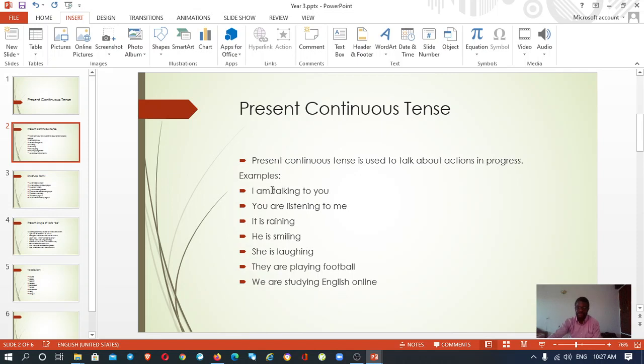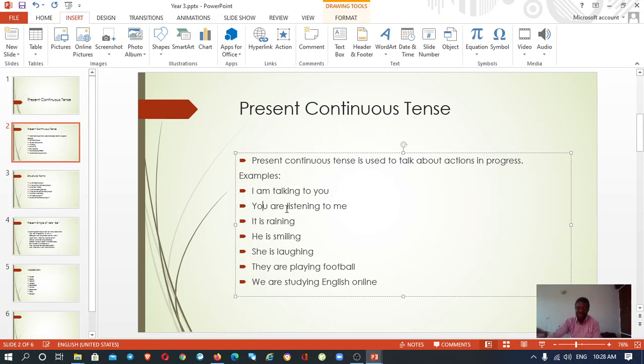So these are the basic things. Many a time students forget to put the auxiliary form for the pronoun that they are using. So here you have I am talking to you. Here, because you have "you," our auxiliary is going to be are. You are listening to me. Listen is the verb with ing to show present continuous, and are is the verb be form, the auxiliary form that we need to use with you, because this is present continuous tense.